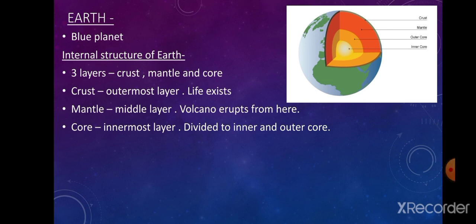The next layer is the mantle. It is the middle layer, and it is the layer from where magma comes out during a volcano eruption. And then the core. Core is the innermost layer and is divided into inner core and outer core. The outer core contains molten iron and nickel, and the inner core is solid and contains iron. All right, this is about the Earth.